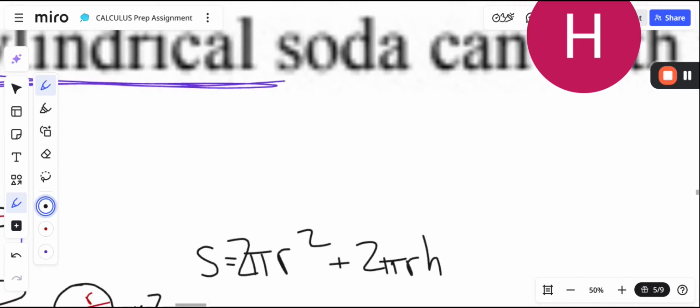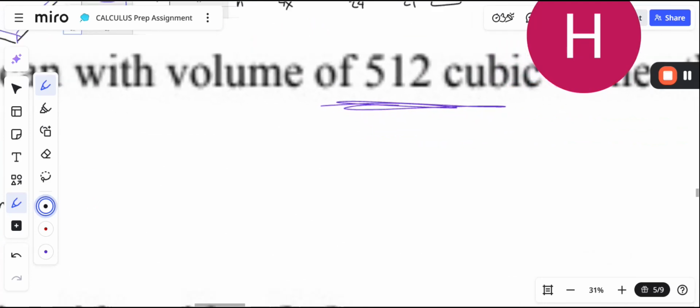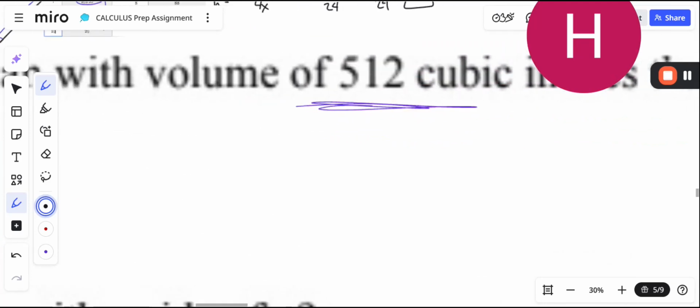So this is the surface area. We have one of these surfaces that goes around the circumference of the can. And then we have the top and bottom of the can, which are just 2 identical circles. So that means that the surface area S is equal to pi r squared times 2, because there's 2 of those circles, plus 2 pi r times h. And we are told that we have a specific volume of 512 cubic inches.